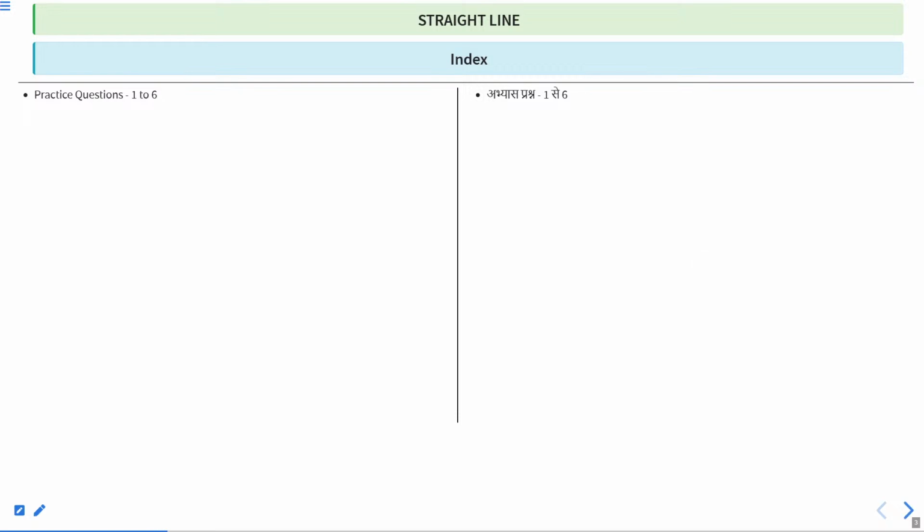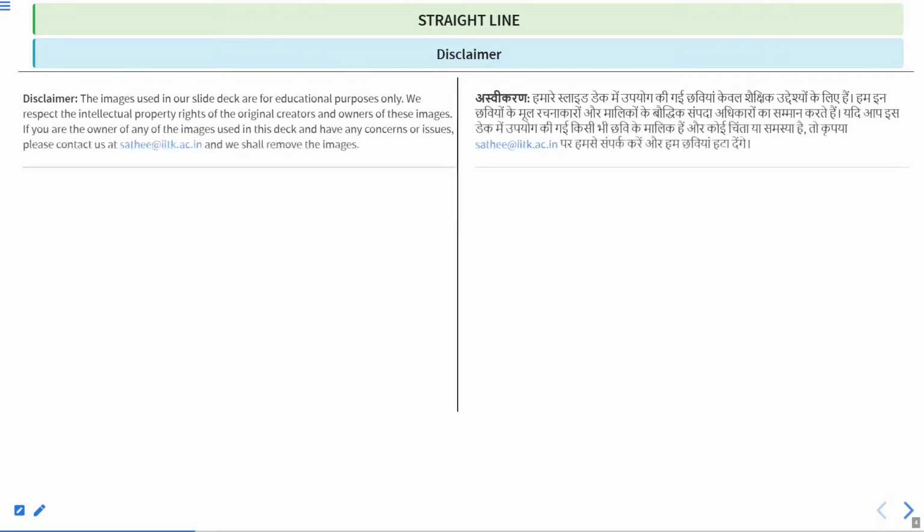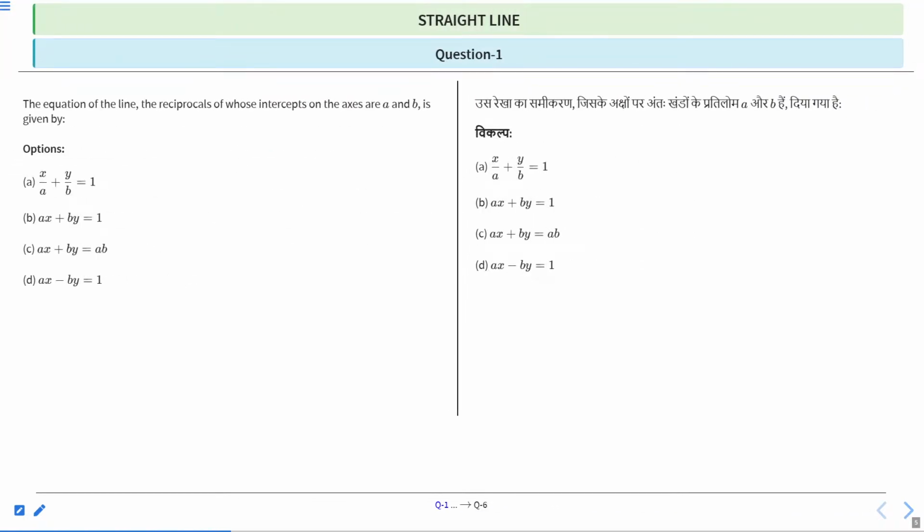So in this lecture we will start from question number 1 and we will discuss till question number 6. So let's start with question number 1. Question number 1 says: the equation of the line the reciprocals of whose intercepts on the axes are a and b is given by. So first we will see the hint of this question, how we will approach this question.